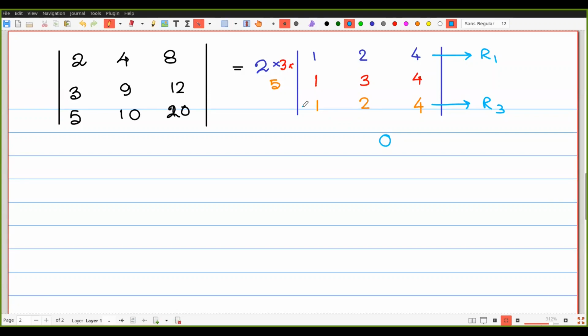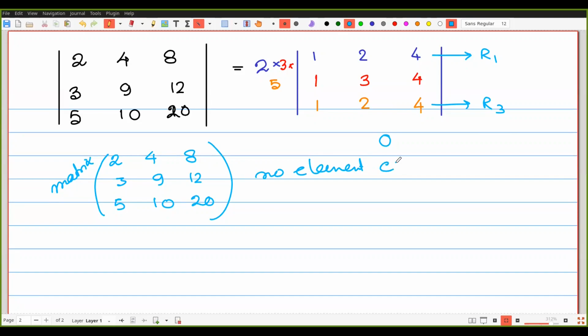But in that way also, we can take out the common from the elements of the determinant, and also we can multiply. But always we have to remember, suppose the same thing was a matrix 2, 4, 8, 3, 9, 12, 5, 10, 20. So that is a matrix. No element can be taken out because there is no common from each and every element.